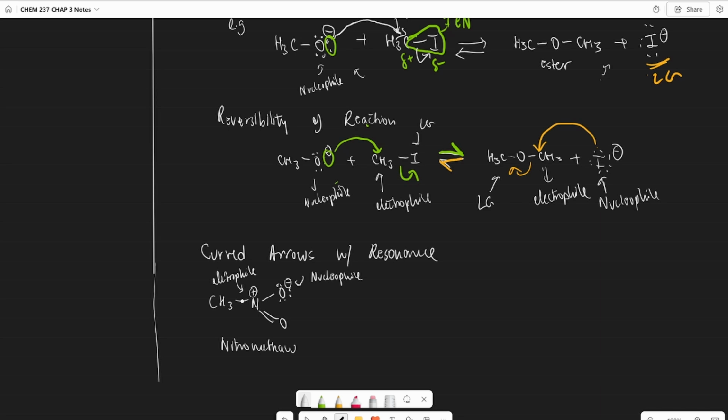So mentally, you can take note of where the electrons are going to move, because it goes from high to low. But do not label them as nucleophile or electrophile. I'm doing it just for clarity purposes. So it goes from rich to poor. In this case, the rich is the oxygen and the poor is the nitrogen. So you have the bonds moving here.